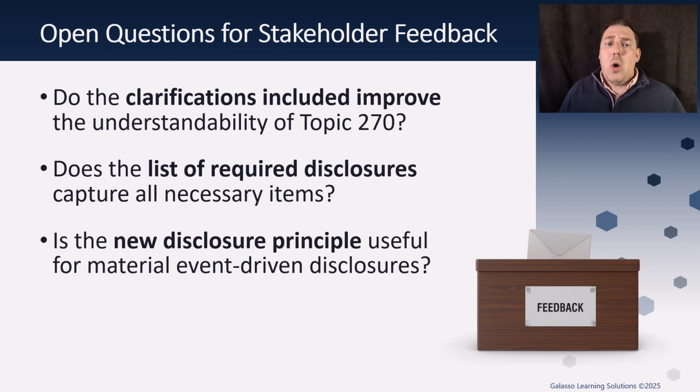They are also including some open questions for stakeholder feedback, including, has the goal been met? Does this proposed guidance update and improve understandability of interim financial reporting guidance? So that is our first question. Are there any key disclosures missing from that comprehensive required list?